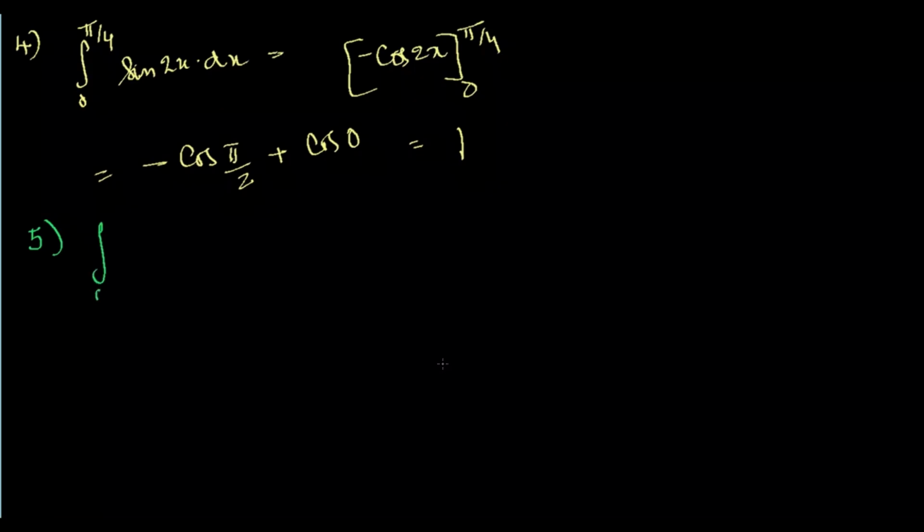Next, 0 to pi by 4, cos 2x dx. This is sine 2x by 2, you integrate from 0 to pi by 4. So sine of 2 into pi by 4 is pi by 2, sine pi by 2. Sine 90 is 1 minus sine 0 is 0. This is 1, answer.